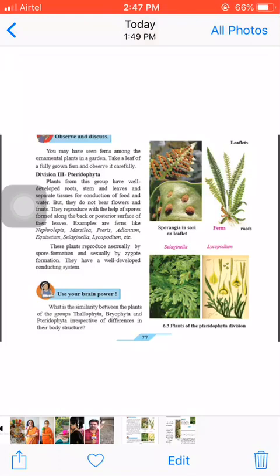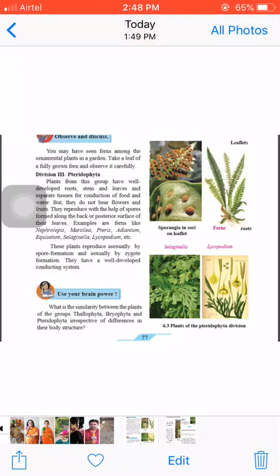Now, example fern. A question can come like this: describe the structure of fern with a labelled diagram. In your book, the diagram is given. You see the leaves, very beautiful leaves with serrated margins. Roots are also present, and on the posterior side you can see the sporangium. Inside the sporangium, spores are present.